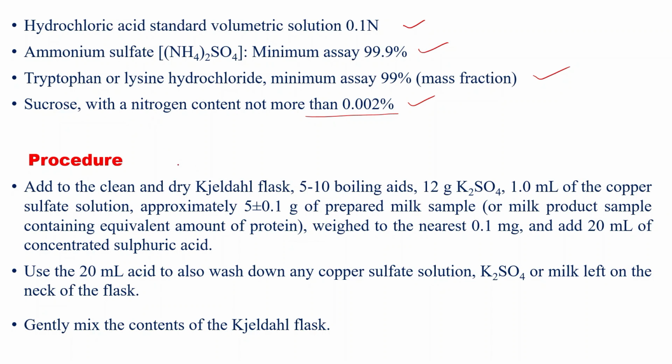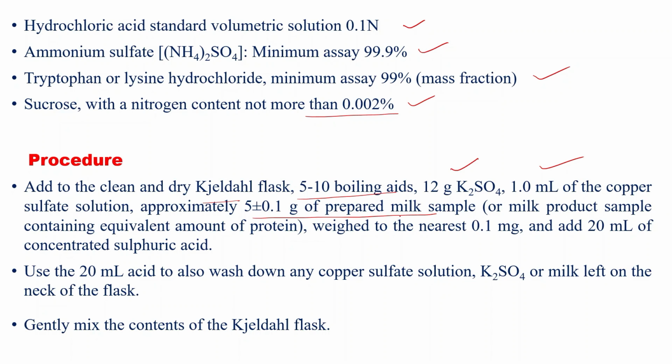Okay, now see the step-by-step procedure of how to perform the experiment. Add to a clean and dry Kjeldahl flask, so Kjeldahl flasks are available, 5 to 10 boiling beads. Then you have to add 12 grams of potassium sulfate, 1 ml of the copper sulfate solution, and the quantity of the sample is to be decided depending on the protein content of the sample.